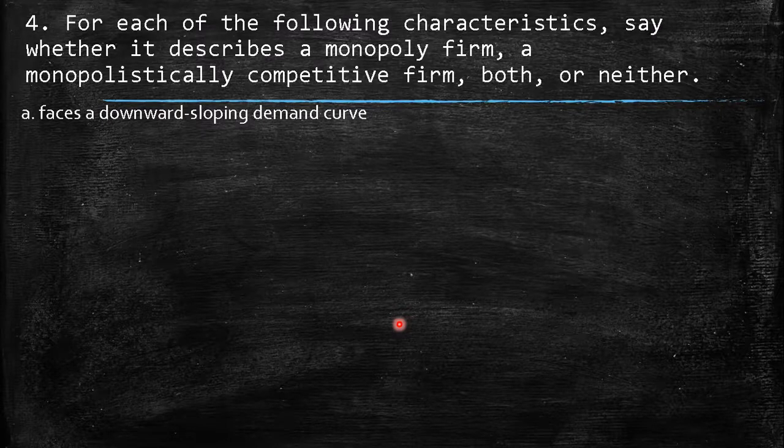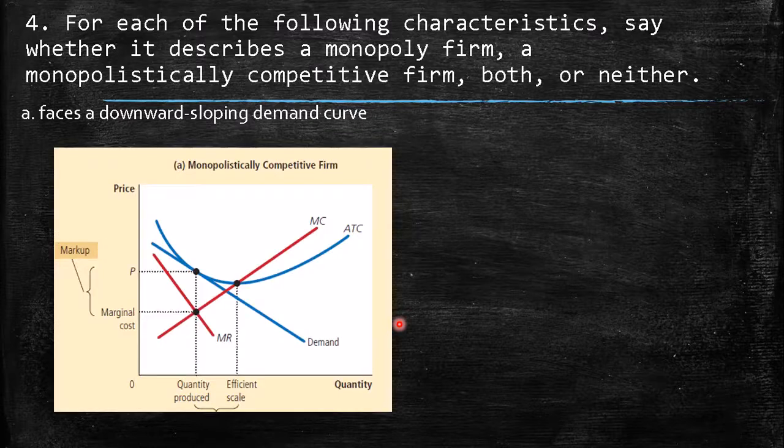This is another one. Fourth, for each of the following characteristics, say whether it describes a monopoly firm, a monopolistically competitive firm, both or neither. Faces a downward sloping demand curve. So here we are talking about the monopolistically competitive firm because they have market power. For this reason, demand is downward sloping. But it's important to notice that this is the same case for the monopoly firm. They have a downward sloping demand curve.